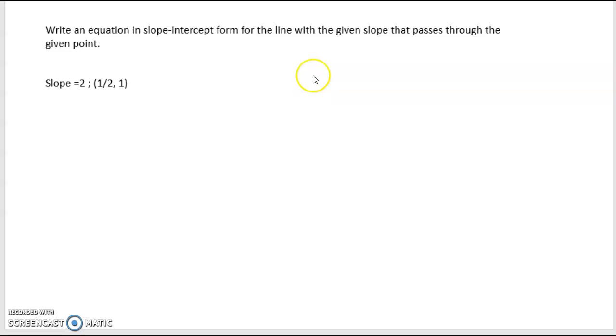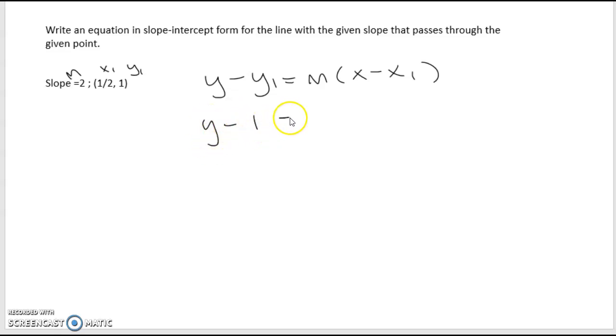For those of you that need an extra little bit of help, another example worked out, let's do it together. My m is the 2, and then here's my x1 and my y1. Again, point slope form. We plug in y minus 1 equals 2 times x minus 1/2. Now, so many people go, fractions, I hate fractions, I don't want to do a problem with fractions. Fractions are not that bad.